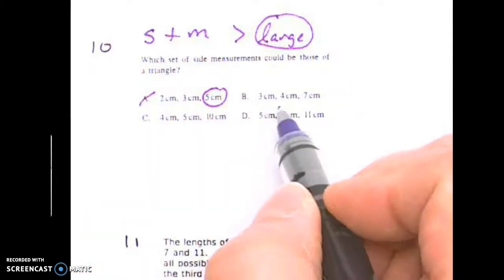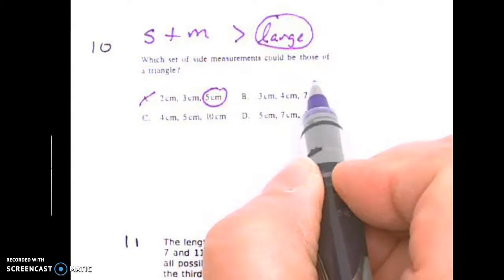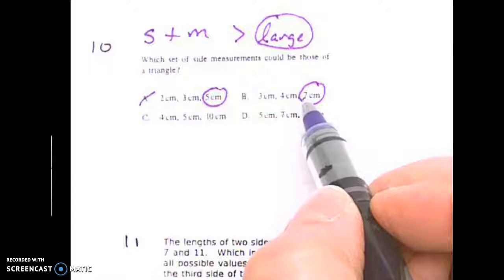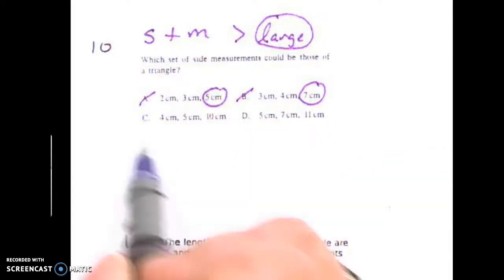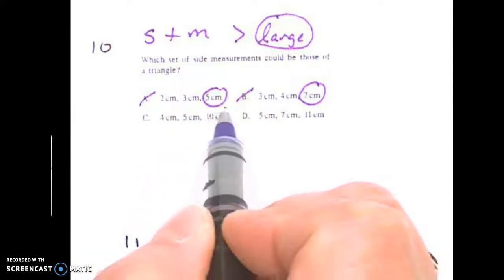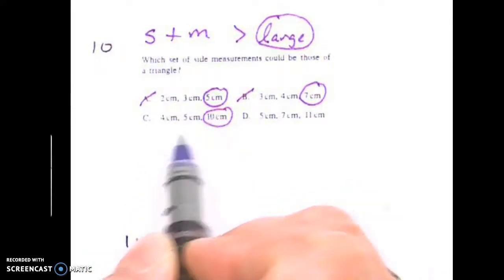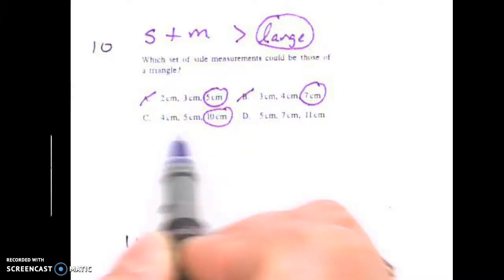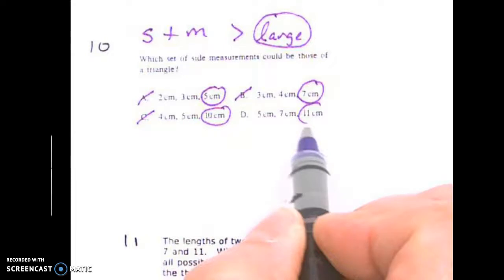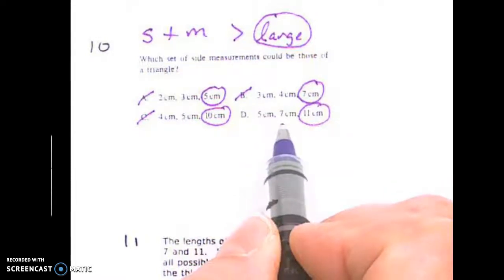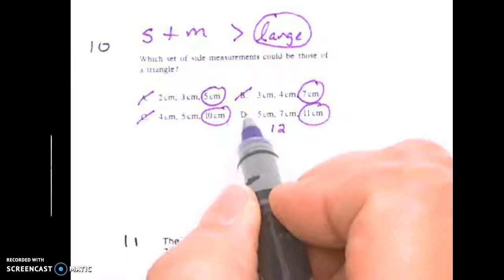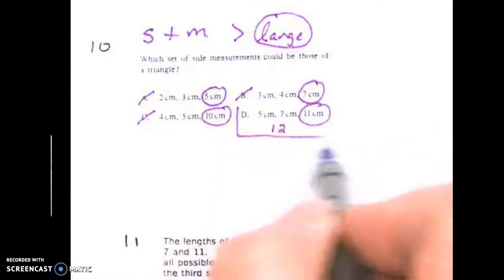If I look at answer choice B, I have 3, 4, and 7. 7 is my biggest number. 3 plus 4 is not bigger than 7. If I look at answer choice C, 4, 5, and 10, 10 is my biggest number. 4 plus 5 is not bigger than 10. If I look at answer choice D, 11 is my biggest number. 5 plus 7, that's 12. 12 is bigger than 11, so answer choice D is the answer that I need.